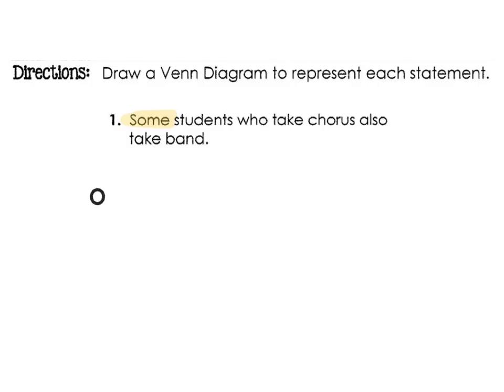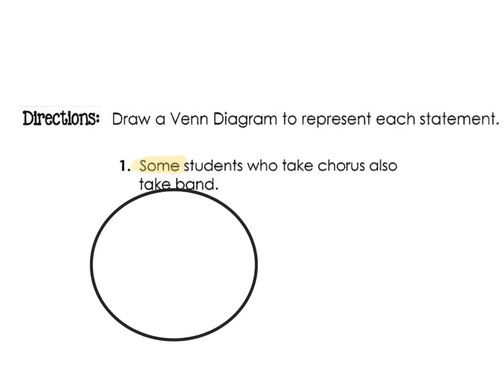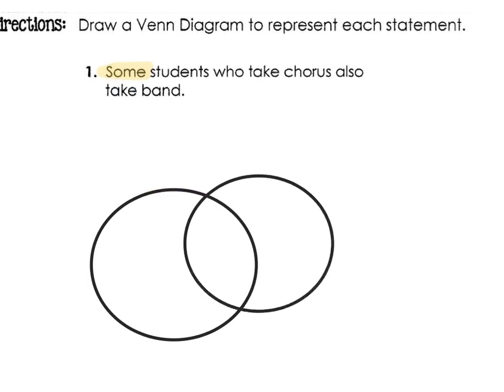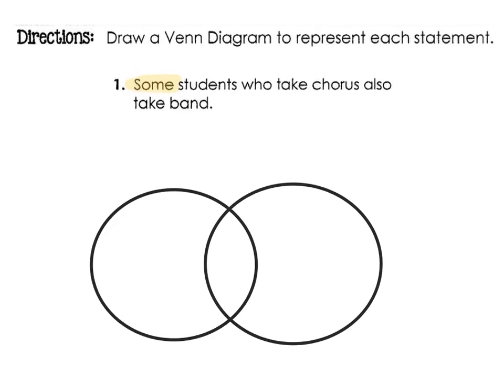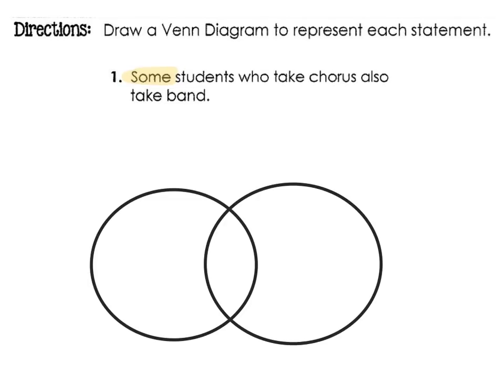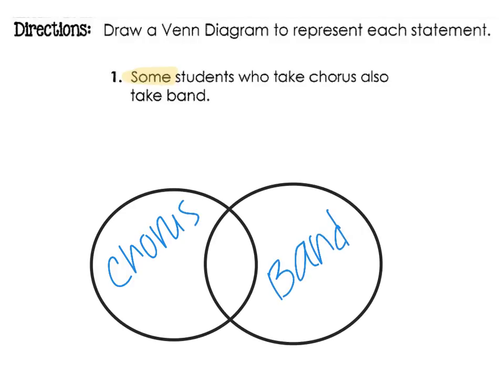We've got our first circle that represents our P, and then our second circle that represents our Q. They're overlapping because some students who take chorus also take band. We want to label the circles, so we could call this our chorus circle and this our band circle. Some students who take chorus also take band, and that would be the part that's overlapping. The students who take both would be the middle, and then we've got the students who only take chorus and only take band. This is a Venn diagram that represents statement number one.